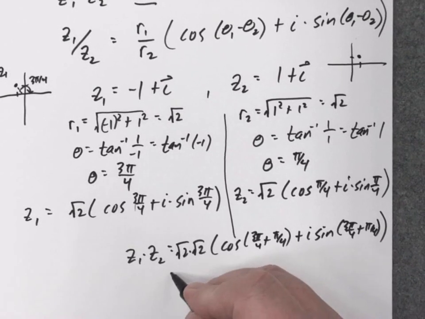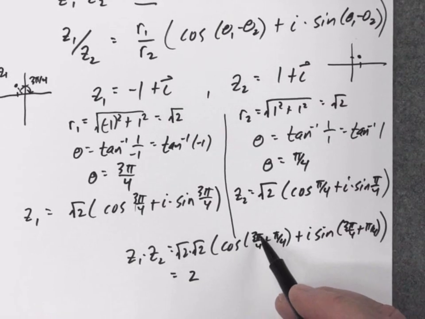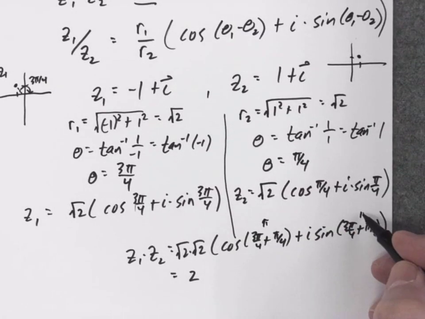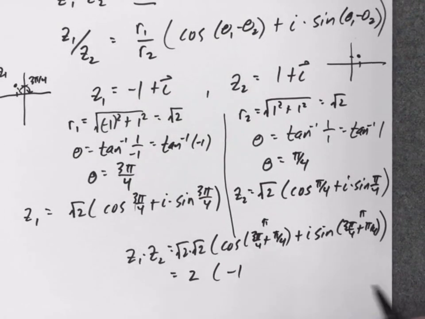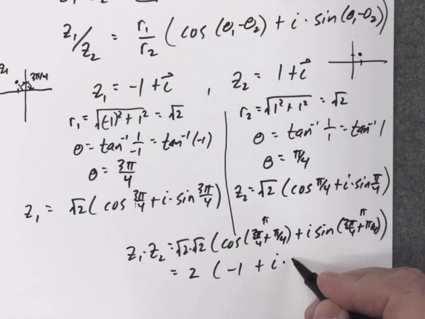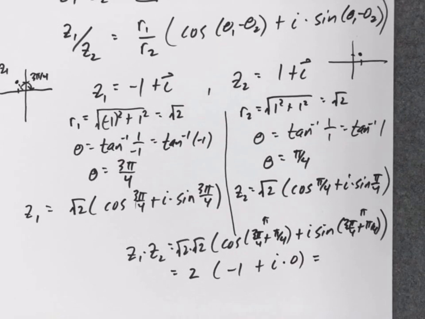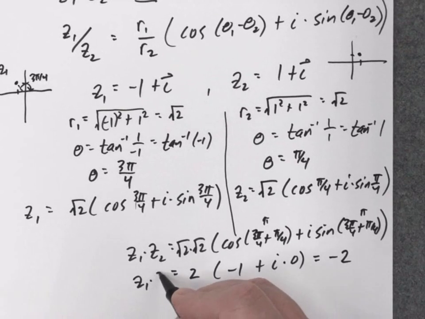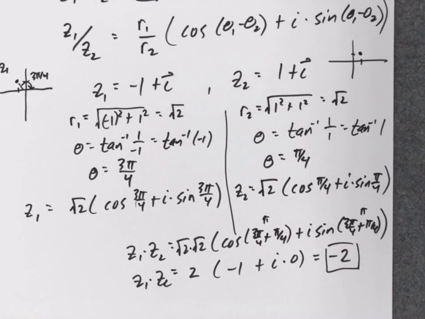So now I just simplify it, right? Square root of 2 times square root of 2 is 2. 3 pi over 4 plus pi over 4 is actually pi. So both these end up being pi. Cosine of pi is -1. The sine of pi is actually 0. So in this case, it's interesting, when I multiply these two complex numbers together, it actually ends up being a real number, which happens sometimes. The complex part goes away.